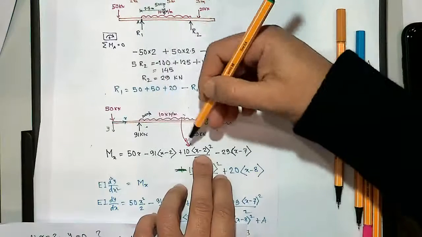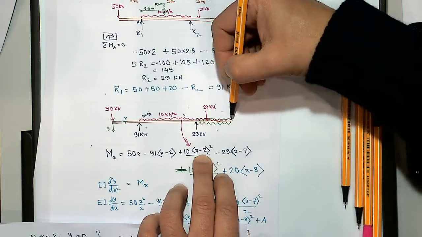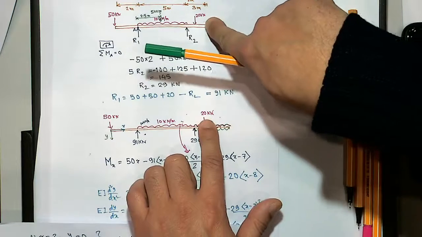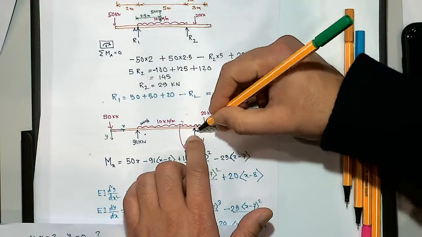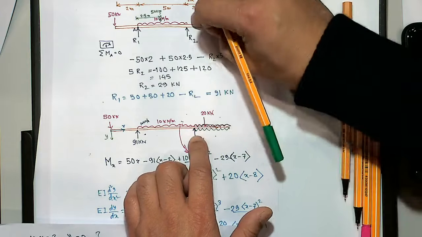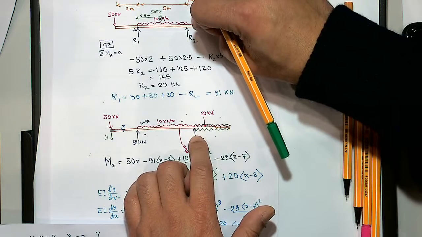Okay, so this expression means that the load is continuing up to the end. But then we have said that the load doesn't continue after this point. So that means we need to put an upward load at the end, so that these two cancel and you get the original condition.